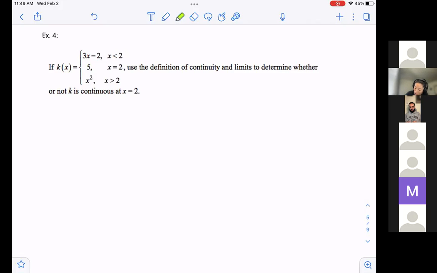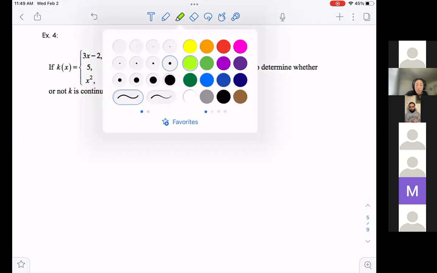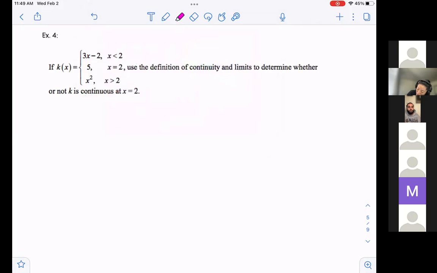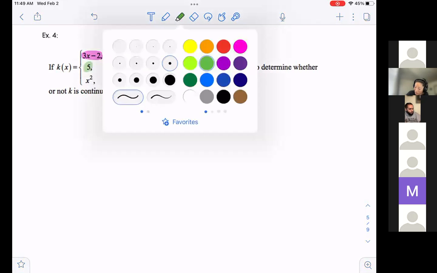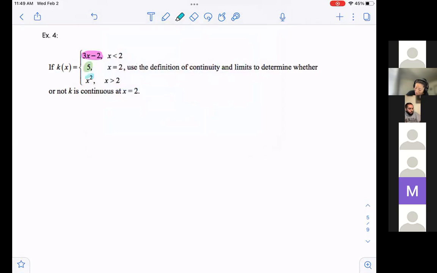So in this particular function, k of x, we actually have 3 pieces to this, okay? In particular, we have 3x minus 2. That's one piece of it. We have 5. That's another piece of it. And we have x squared, and that's another piece of it, okay? The thing with piecewise functions is they don't all happen at the same x value, okay? So depending on what x value you have, that will tell you which piece of the function you should be going to. So let's say I said x equals 0, okay?